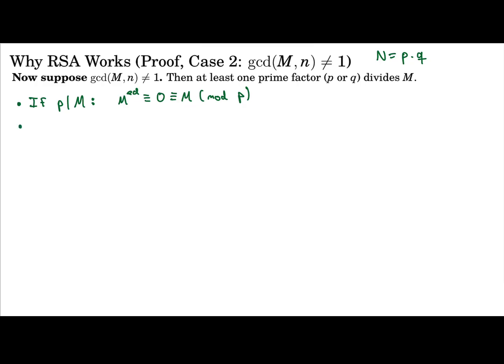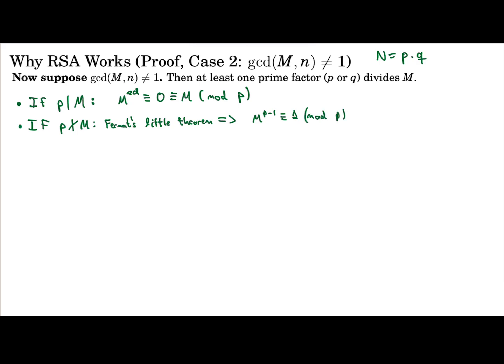Now, if P does not divide M, right, then M is relatively prime to P. And so what this means is that we can use Fermat's little theorem. So go see that video again. So by Fermat's little theorem, we're going to have that M to the P minus 1 is going to be congruent to 1 mod P.